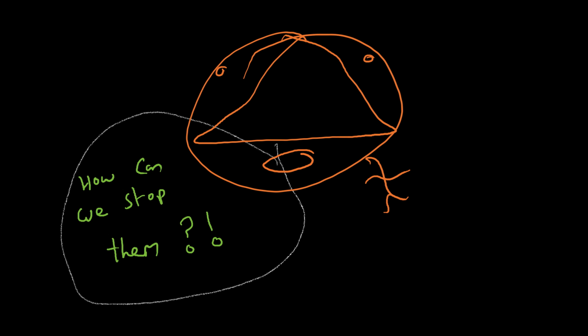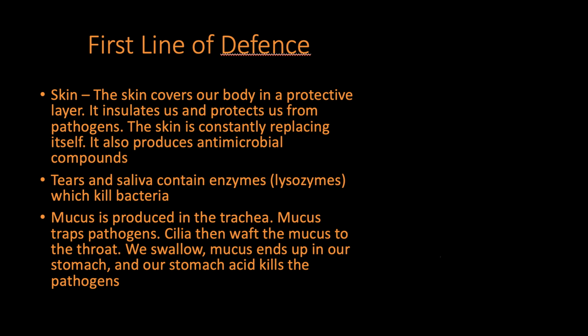Okay, but how can we actually stop them? Well, that is a great question, which I'm going to answer right now. So the first line of defense is the skin, right? The skin is a great organ. It covers your entire body. It insulates you and protects you from pathogens, right? The skin is constantly dying and replacing itself. So your outer layers of skin fall off, and then you produce new skin on the inside. And so that is something that's constantly happening. It also produces antimicrobial compounds which fight pathogens and stop you from growing lesions or things on your skin.